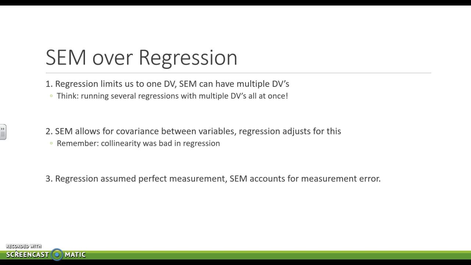And also, regression assumed perfect measurement. So if we were measuring that knowledge item, we would have a single number, probably a mean of those items, that we assume is perfect. SEM actually accounts for measurement error in all 5 of those items at the same time.